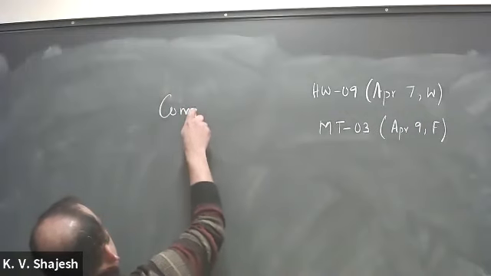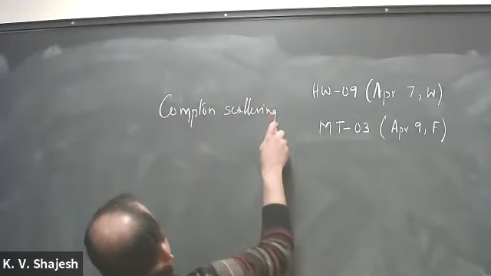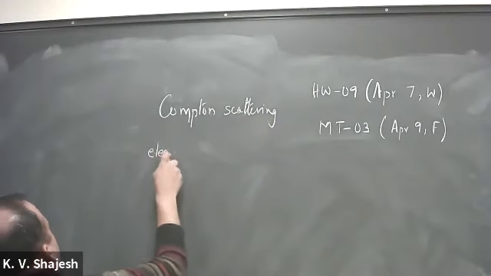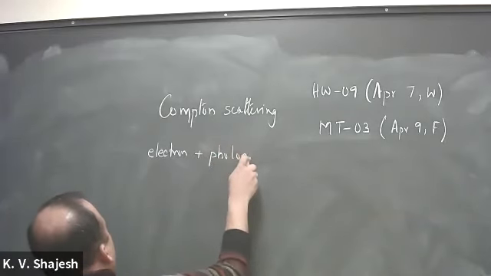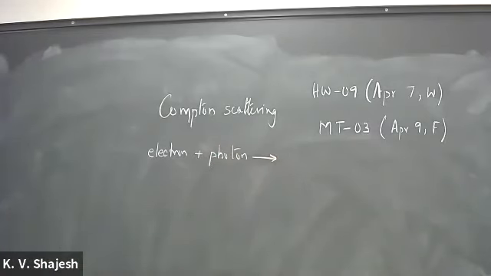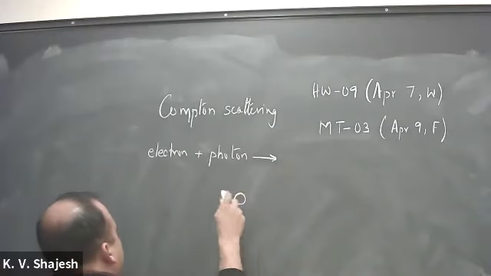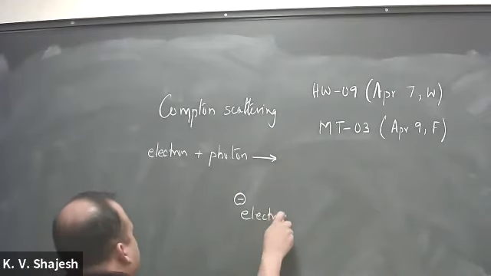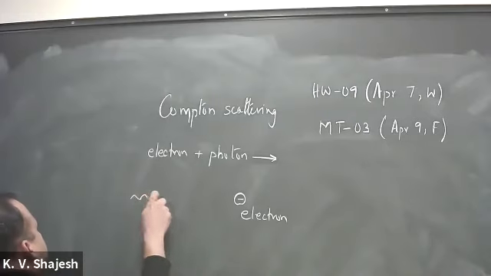There are many such scatterings where an electron, let's say, electron plus photon collide together and go away. Let's say this is an electron, a negatively charged particle. An atom consists of a proton, neutron, and electron, so electrons are the ones that go around. And photons typically are represented by a wavy line.